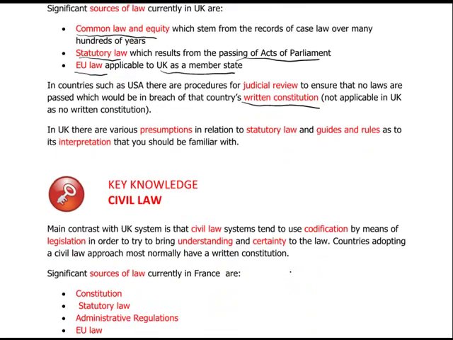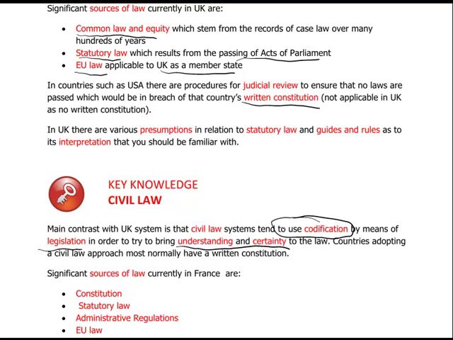Civil law is called a system where you tend to use codification. In other words, you have your legislation and you must follow the law as given by the Parliament, the people who create the law. An advantage is that it brings understanding and certainty. In other words, you haven't got the whim of a judge in how they interpret the law as written. So there is an advantage there.